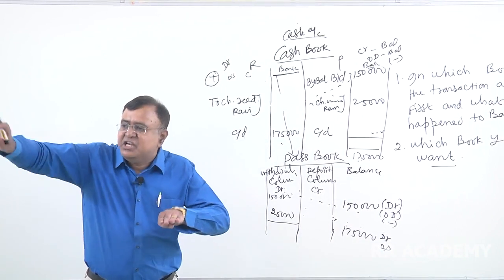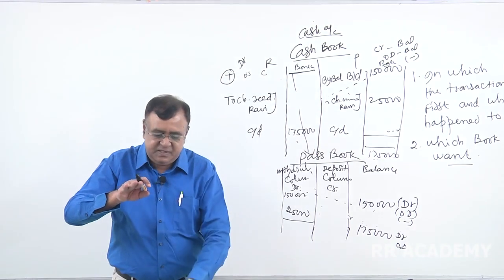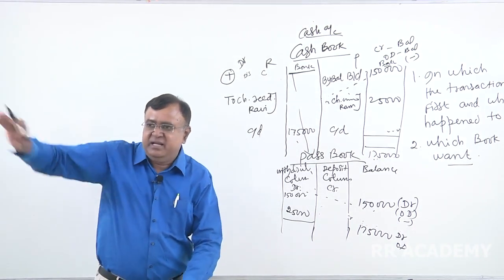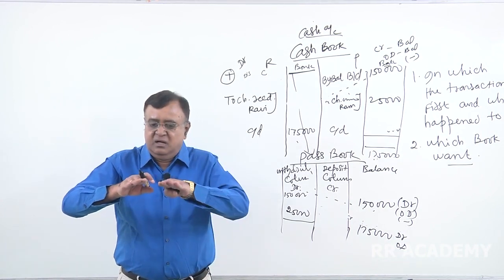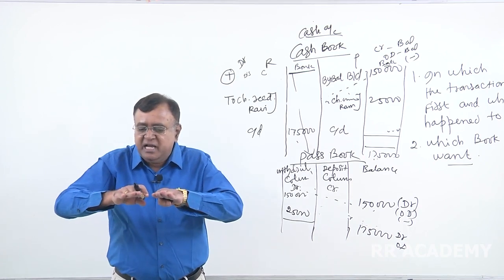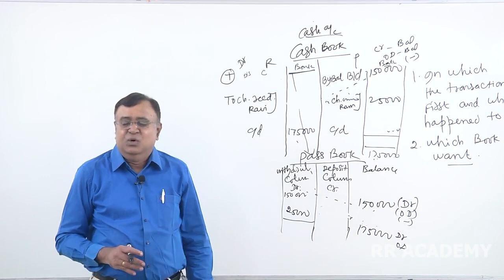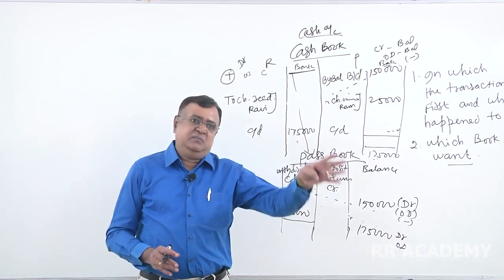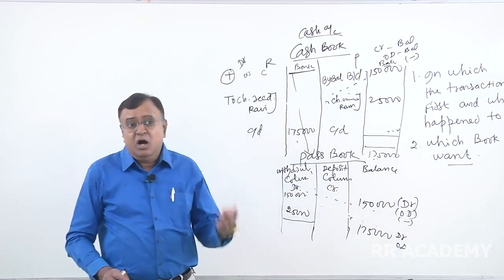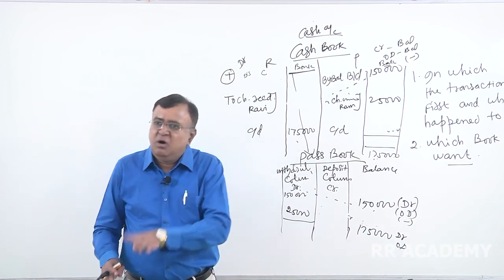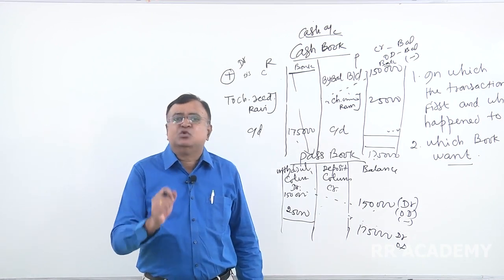Normally, when a check is issued, what will happen to cash book balance? Less. Yes, when you issue a check, balance will come down. But in case of overdraft, when you issue a check, balance will increase. That's all, friends. So, normal balance means plus. Overdraft balance means minus. Normal balance minus. Overdraft balance plus.